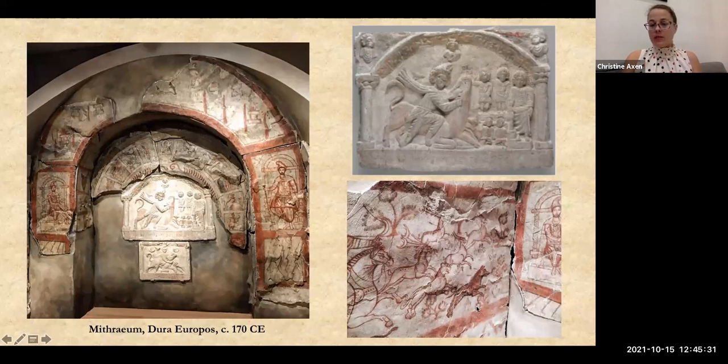And also here we have some beautiful paintings of a hunt, again, echoing this idea of Mithras doing this sort of cosmic hunting.